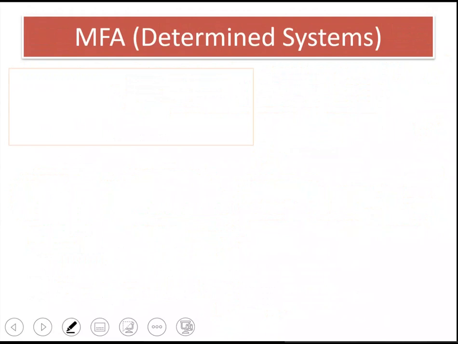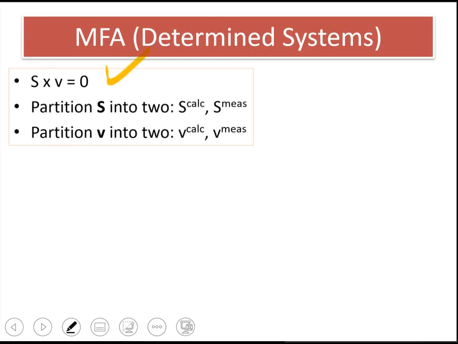So, how would we use matrix representation of sets of equations for determined systems to solve the unknown rates? We have this in hand, S dot v equals 0. This is the approach. The columns of the S matrix are grouped into two: S-calc and S-meas.